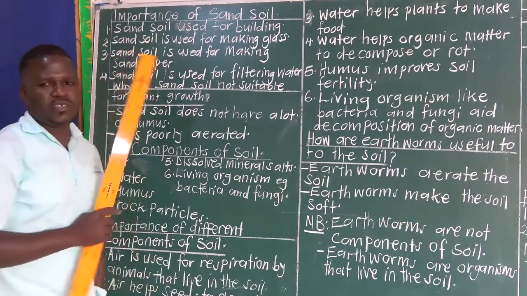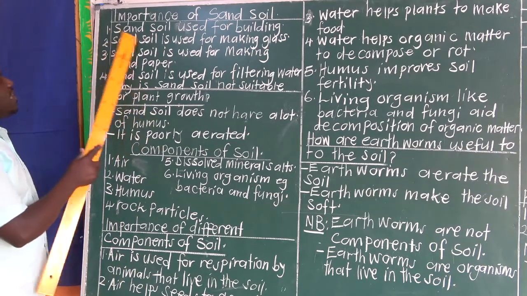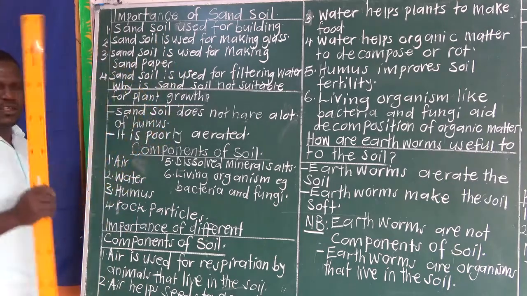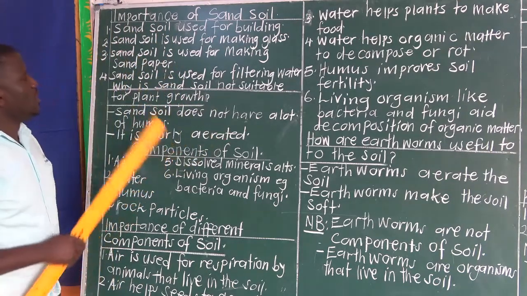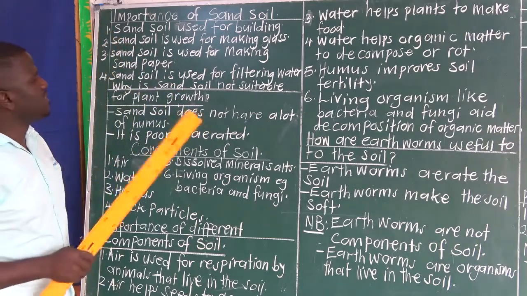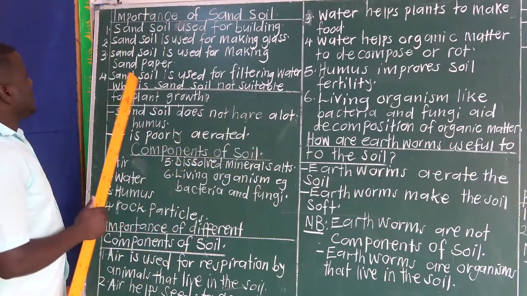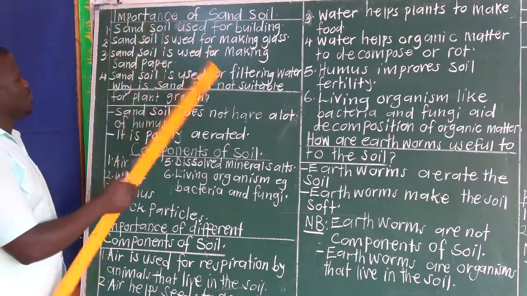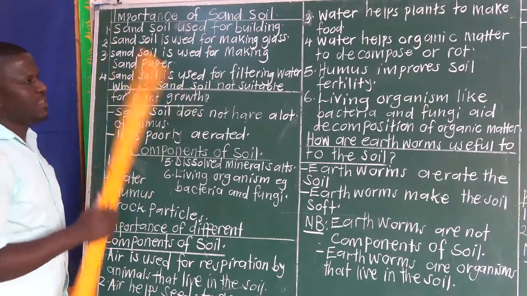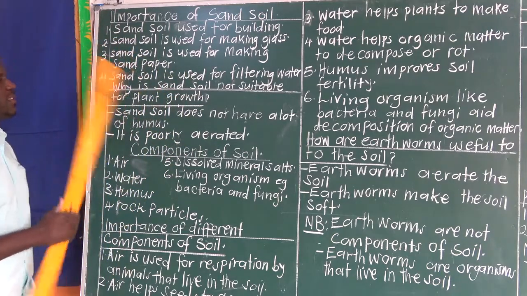Let's look at the importance of sand soil. How is sand soil important to people? Sand soil is used for building; we build houses using sand soil. Then sand soil is used for making glass. Then number 3, sand soil is used for making sandpaper.